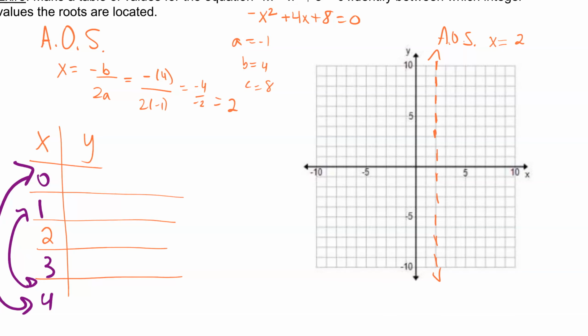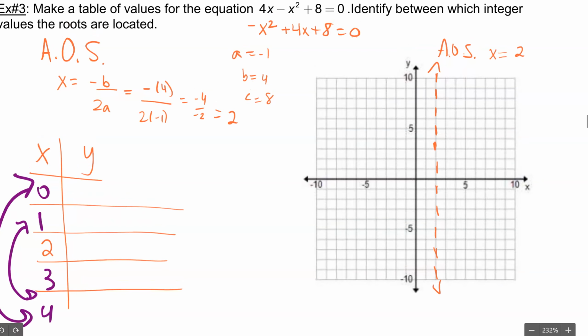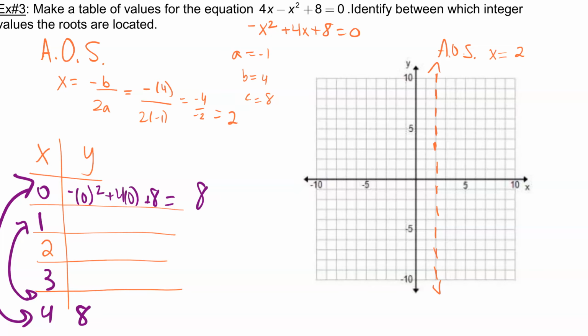Okay, so let's plug in. It's all one side, pretty much, and then you can just graph the other ones. So I only have to solve 0, 1, and 2, and then I'll know 3 and 4. Okay, let's plug in 0. So I have negative 0 squared plus 4 times 0 plus 8. So that's just going to be a y value of 8. Automatically, I know I'll have a y value of 8 for x equals 4.